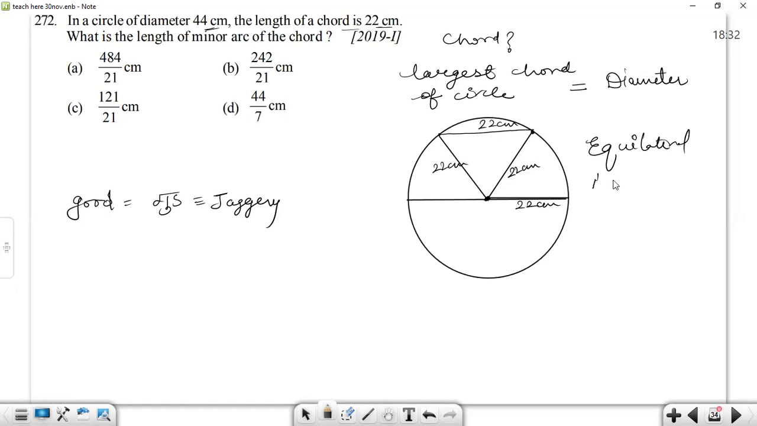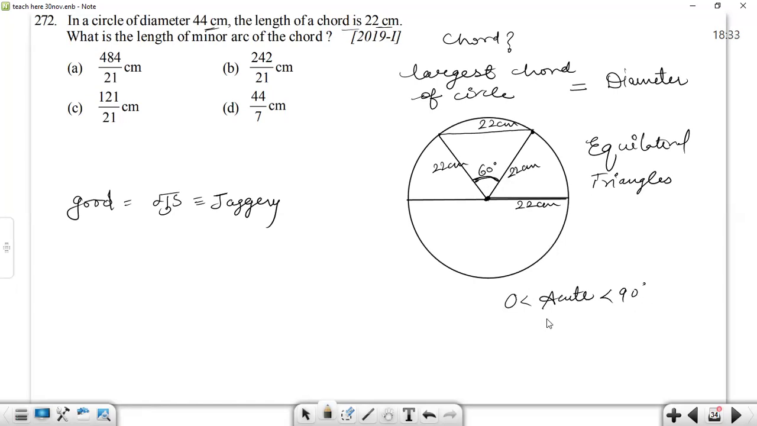And what are the interior angles in an equilateral triangle? Each is 60 degrees, which is an acute angle, but 45 degrees is also an acute angle. Acute angles.